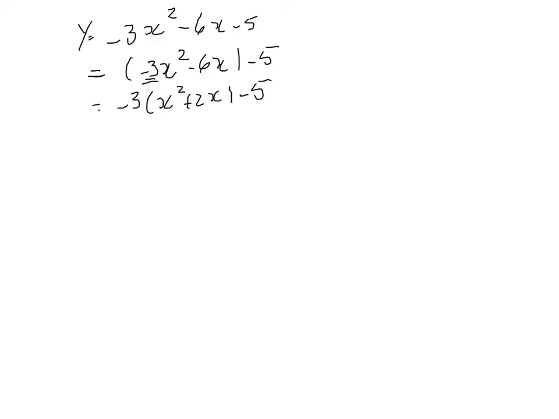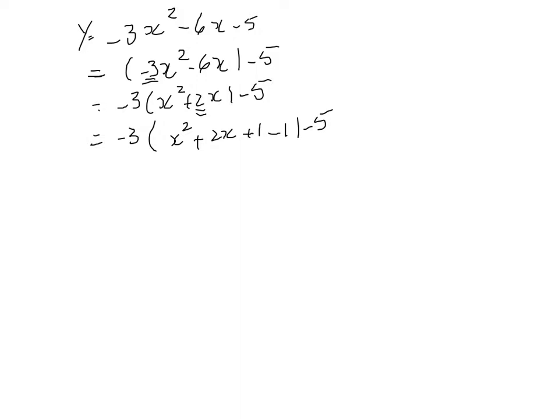The next step is to look at the coefficient of the term with x, which is 2 here. Divide this coefficient by 2, so 2 divided by 2 gives you 1. Square it and it is going to be 1, so add 1 and subtract 1 inside the bracket. So I'm going to have negative 3 open x squared plus 2x add 1 subtract 1, minus 5. And since 1 minus 1 is 0, nothing is changed.